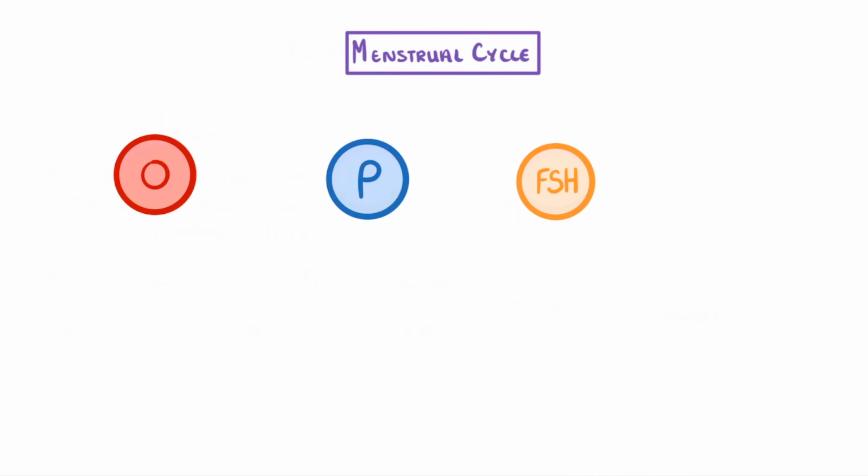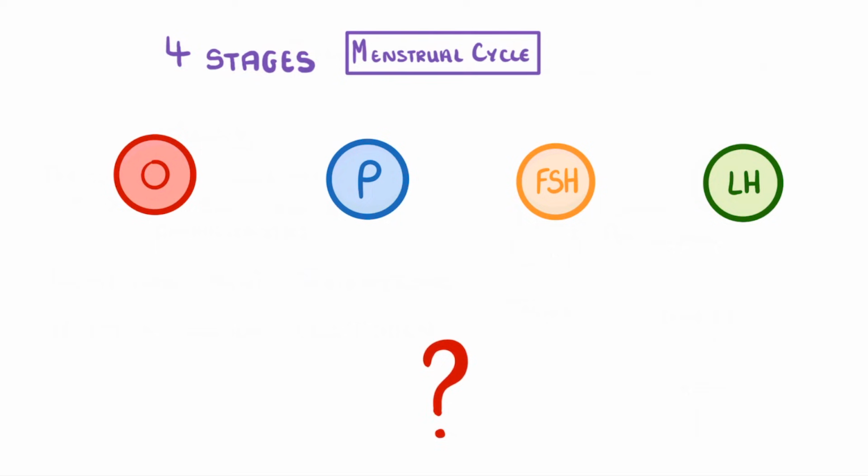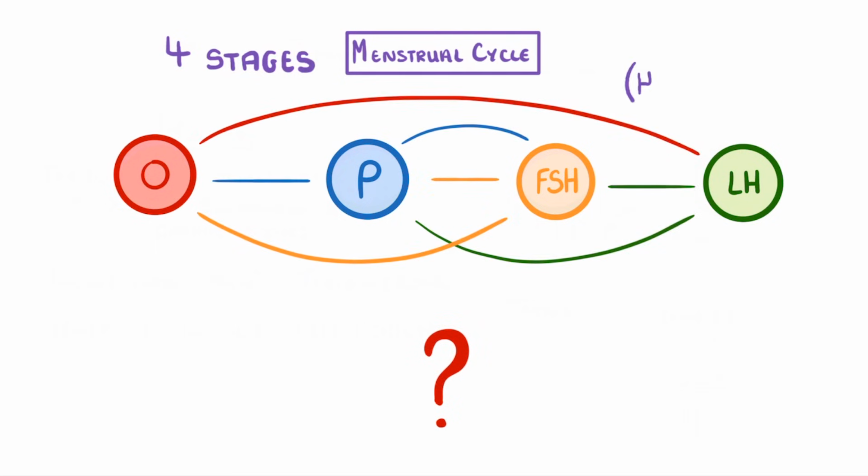Now, when it comes to the menstrual cycle, there's quite a lot going on, because there are 4 hormones that interact to bring about the 4 stages of the cycle. So what we're going to do here is briefly discuss each of those stages, then look at what each of the 4 hormones does, and then finally see how those hormones interact, which is highlighted here.